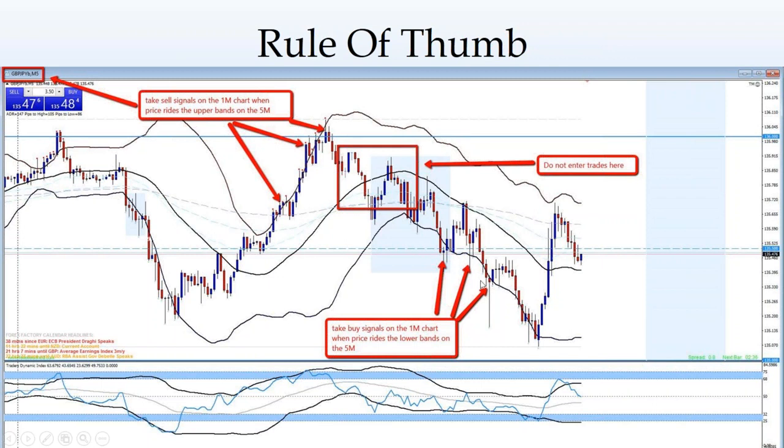So we're riding these lower bands down here. We're not really squeezing. Now, the buy signals on the 1-minute would be very valid as a result. Now in here, we're not really overextended anywhere. So this is just an area that you sit away from, okay?